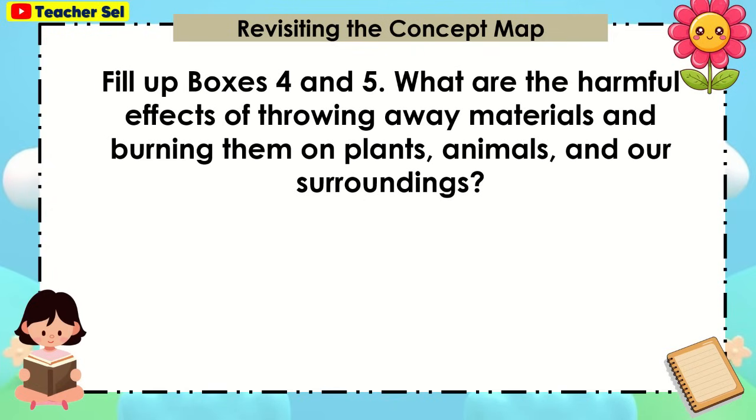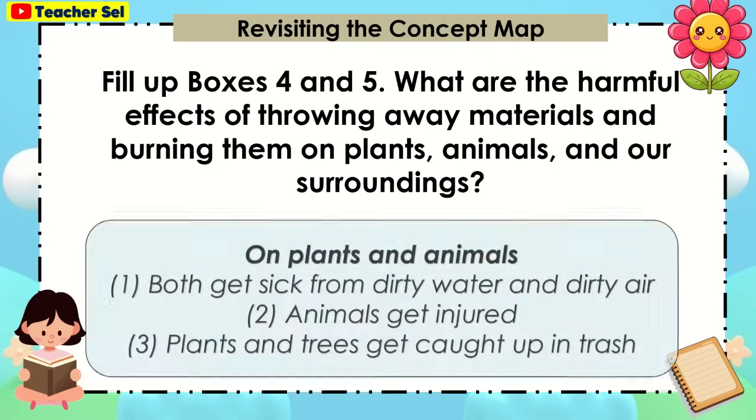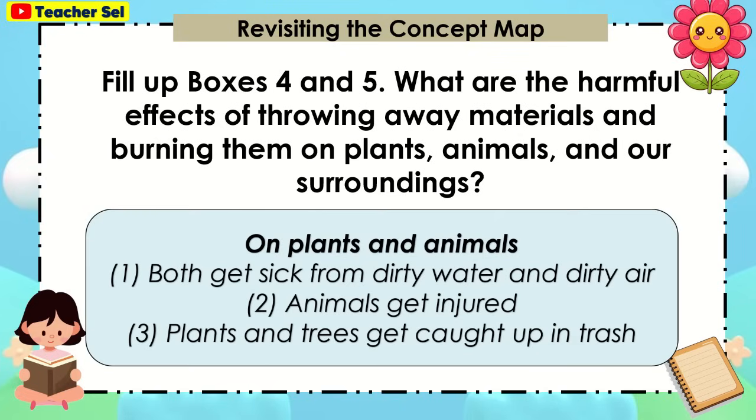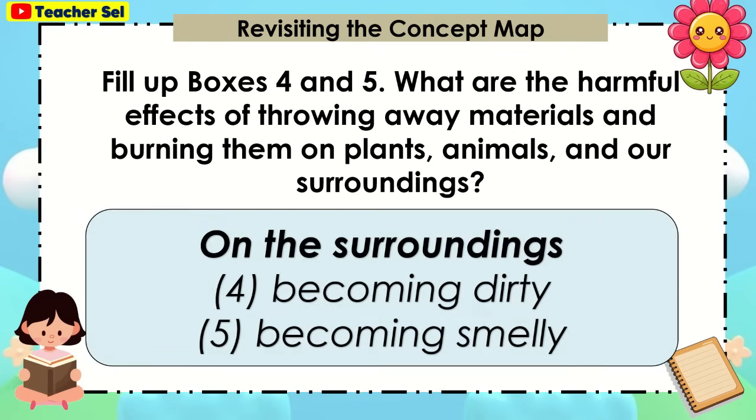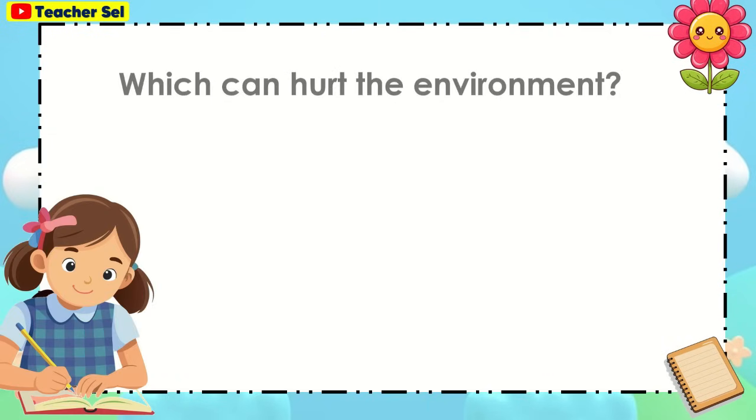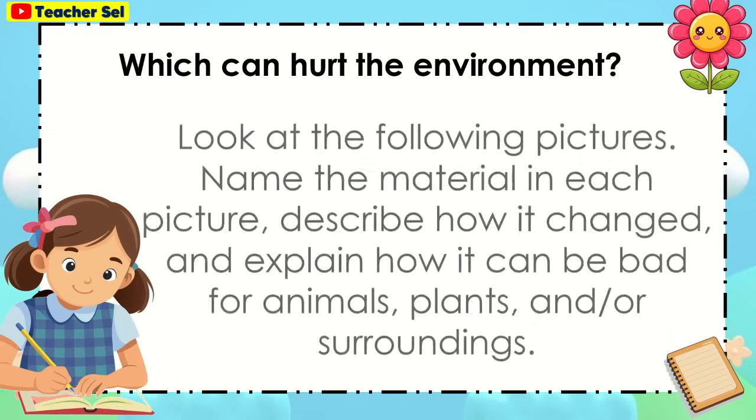What are the harmful effects of throwing away materials and burning them on plants, animals, and our surroundings? On plants and animals, both get sick from dirty water and dirty air. Animals get injured. Plants and trees get caught up in trash. On the surroundings, becoming dirty, becoming smelly, which can hurt the environment.